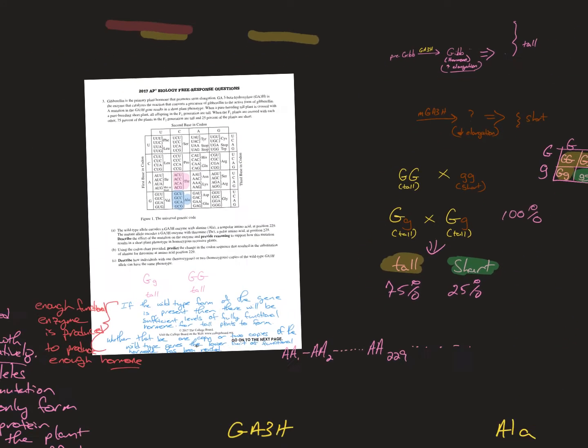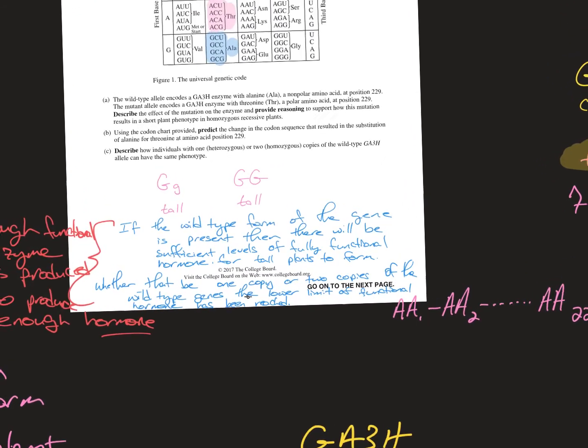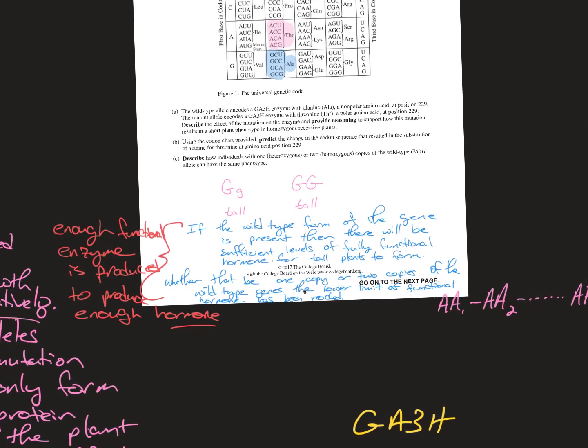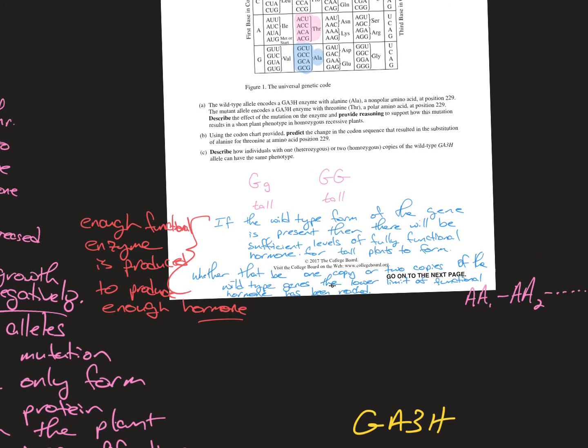But I think it might be important to mention it is the enzyme, so they know that you're understanding. You understand that this enzyme is producing the hormone that's increasing the elongation of the plant so that it becomes taller. And so it's important, I think, that you mention this enzyme part of the discussion.